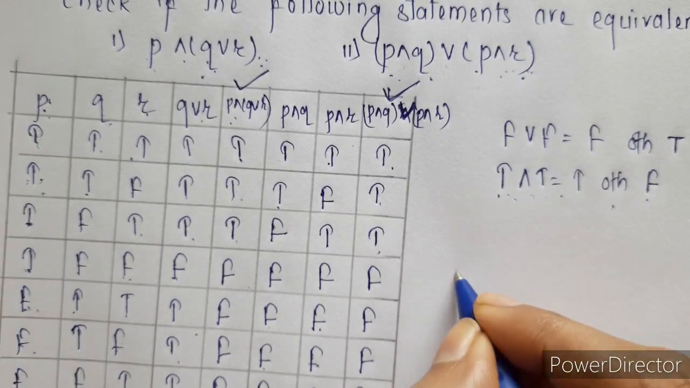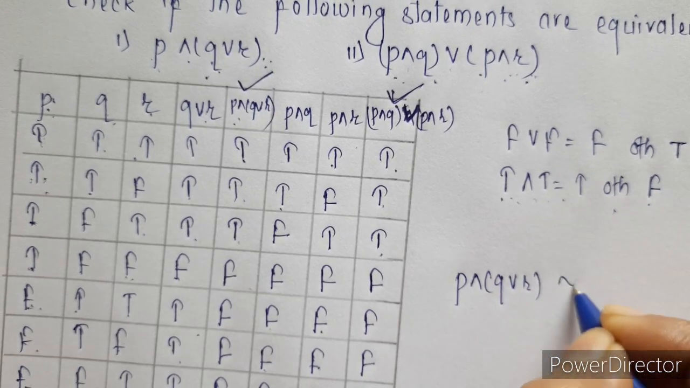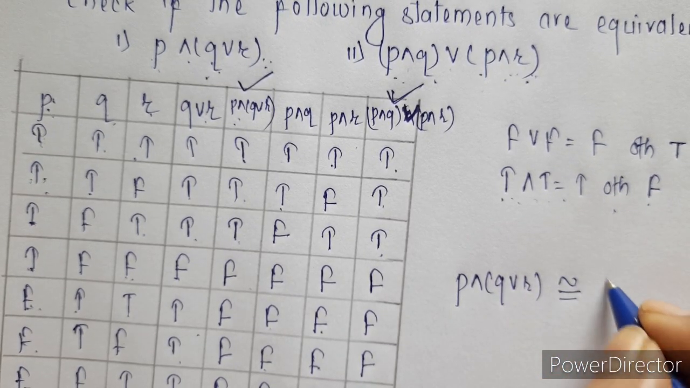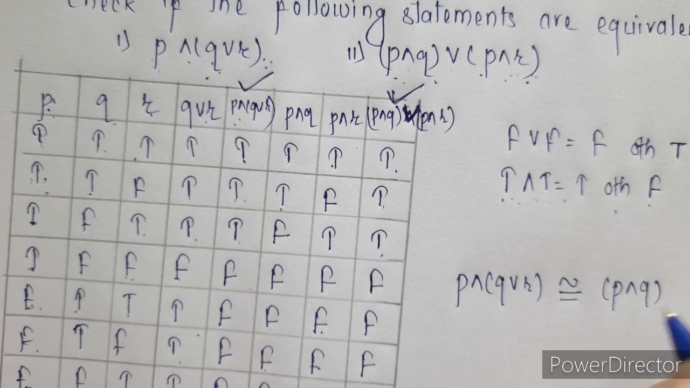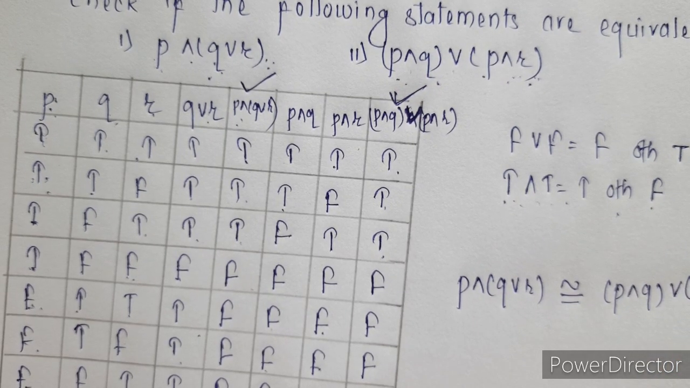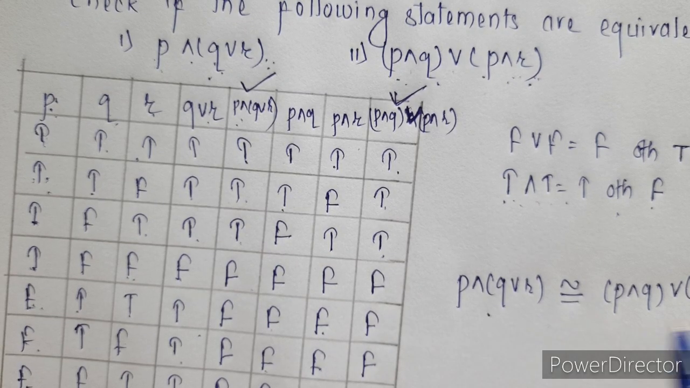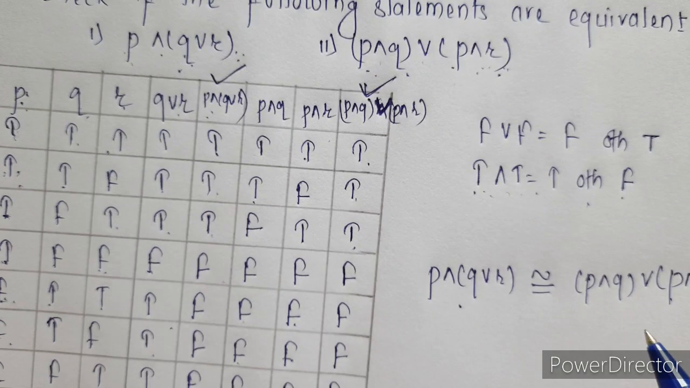So what we can say is P and (Q or R) is equivalent to (P and Q) or (P and R). Since both the columns are equal to each other, both these compound statements are equivalent to each other.